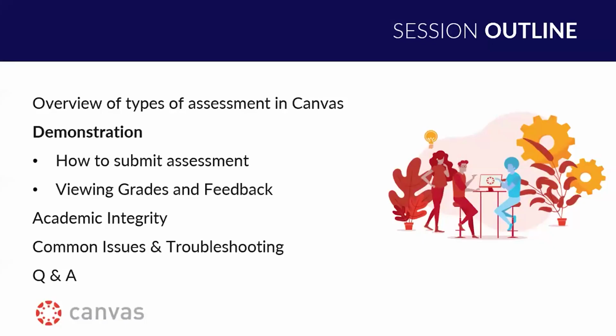So just to talk about the session outline for today, I'm going to talk about the different types of assessment in Canvas. Jeremiah is going to do a demonstration on various different aspects of submitting your assignment in Canvas, looking at rubrics, how to see your grades and feedback, and many different considerations there. We'll then talk about academic integrity, and some of the common issues that might come up when you're submitting assignments, and how to handle those when they happen. And we have some time for a Q&A then as well.